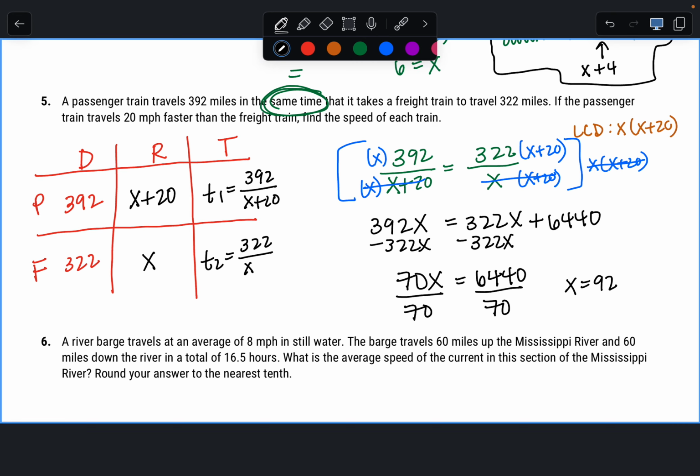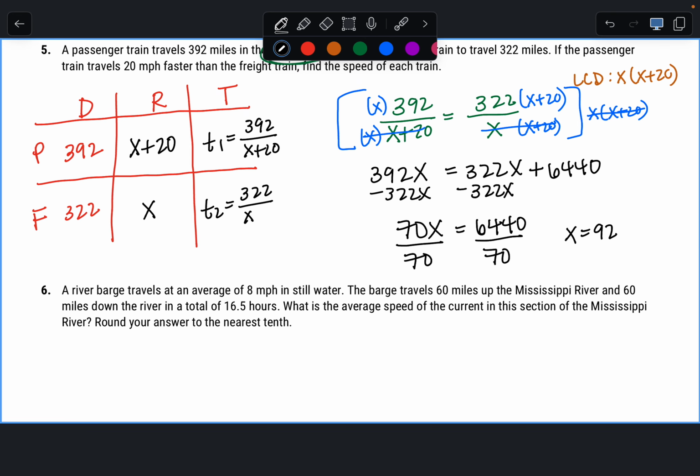The big thing that you have to be careful on with these types of problems is that you are fully answering the question. Just getting 92 is not enough. They want to know the speed of each train. So I'm going to come in and I'm going to say the freight train is going 92 miles per hour, and the passenger train, it's going to go 92 miles per hour with that additional 20 added on. So it's actually going to go 112 miles per hour.